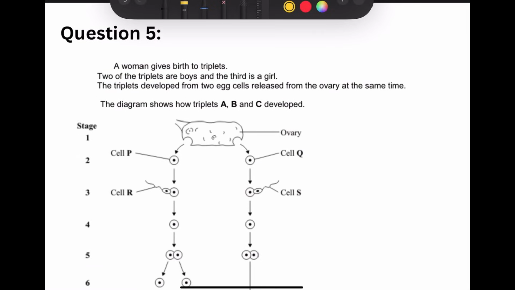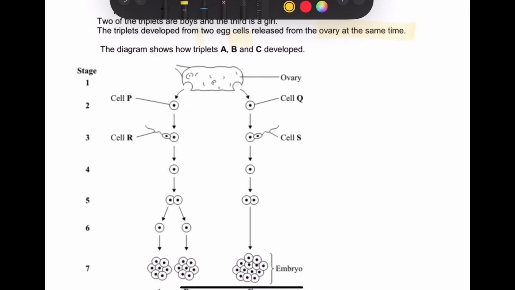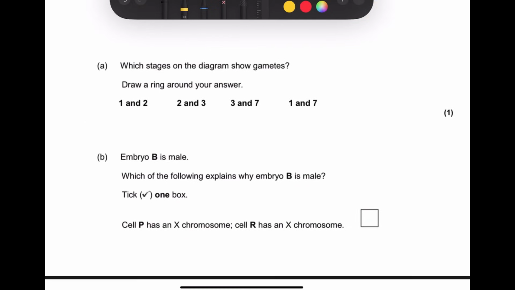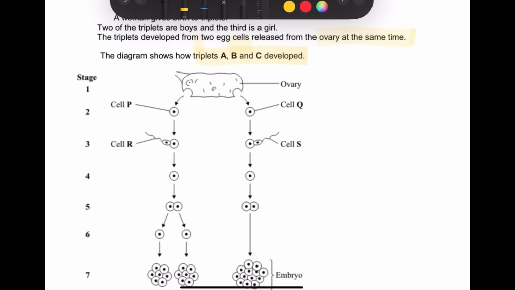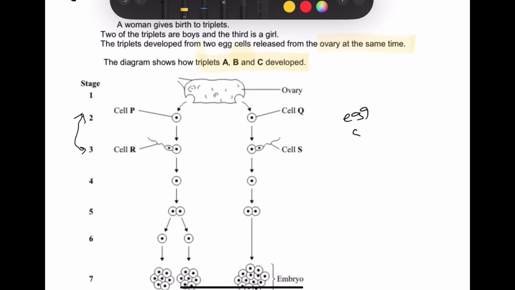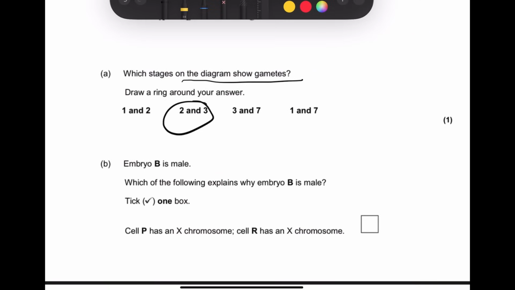Question 5. A woman gives birth to triplets, and 2 of the triplets are boys and the third is a girl. The triplets developed from 2 eggs released from the ovaries at the same time. The diagram shows how triplets A, B, and C developed, in stages 1, 2, 3. Which stages on the diagram show the gametes? It is 2 and 3, because the gametes are the egg and the sperm. You can see that these are the egg and this is the sperm, so it is 2 and 3.